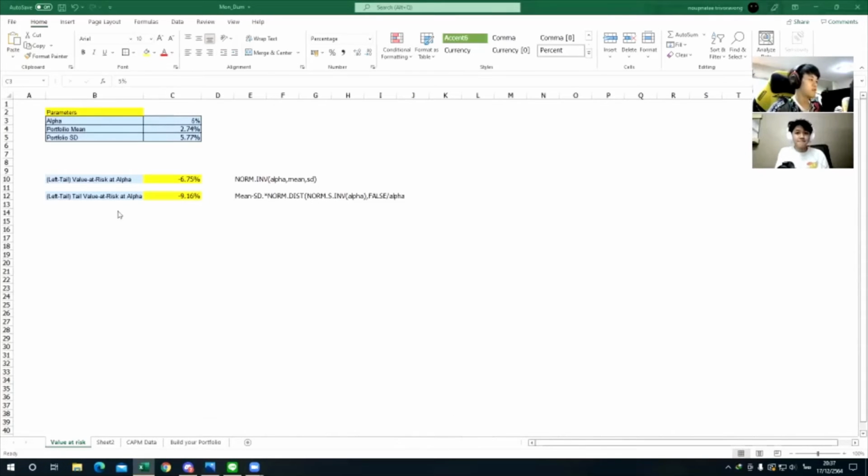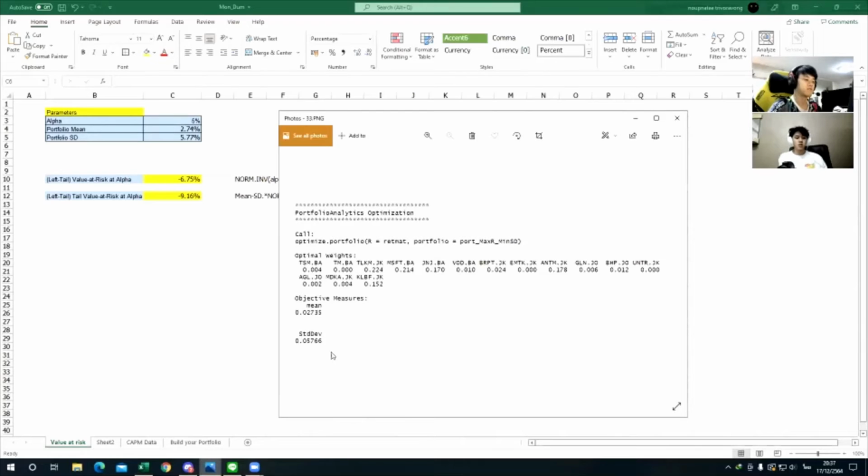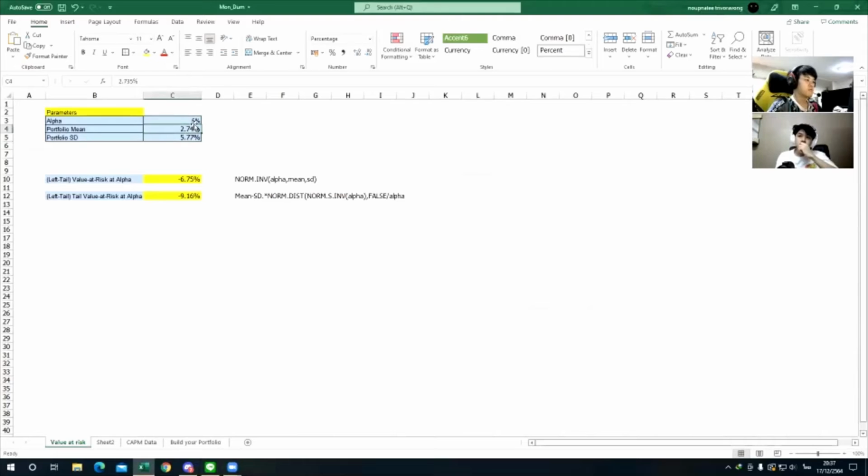So next we will look at the value at risk and tail value at risk. First, we use RStudio to get two values: mean and standard deviation. The mean we get is 7.74% and the standard deviation is 5.77%. We will use these values to calculate value at risk using this formula, and we will get this value. For tail value at risk, we use this formula to get this value.